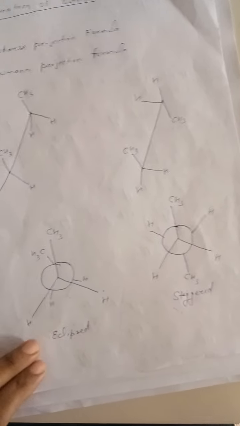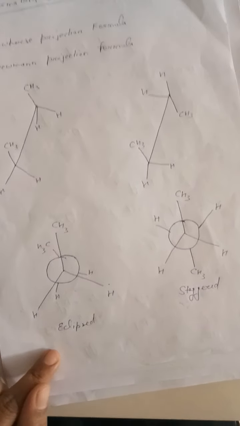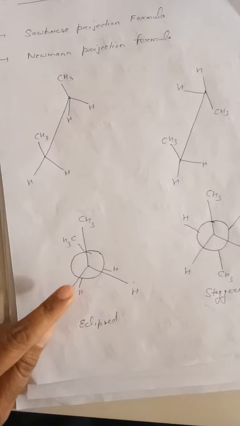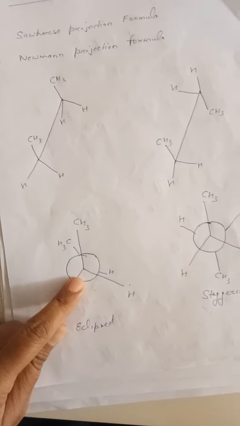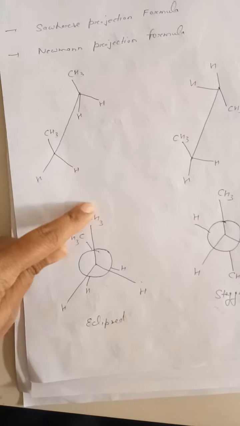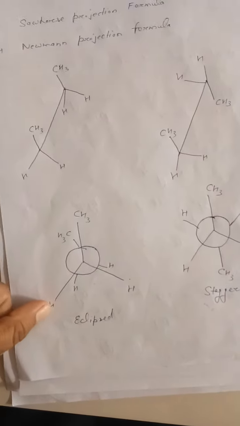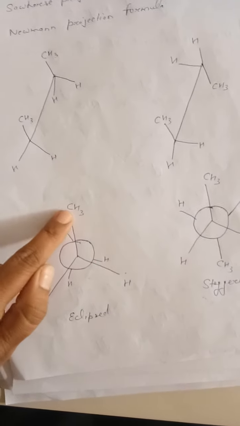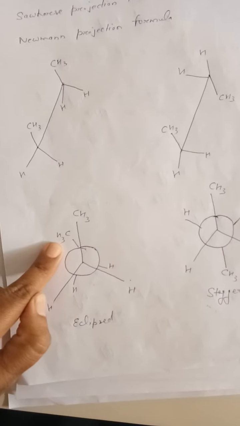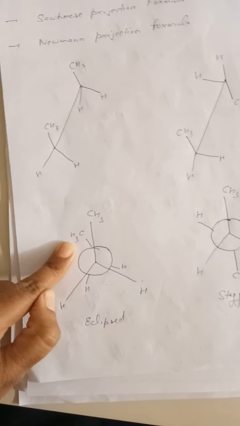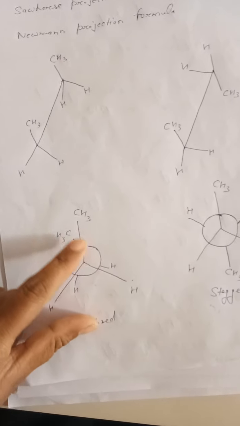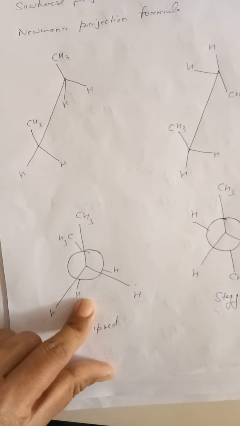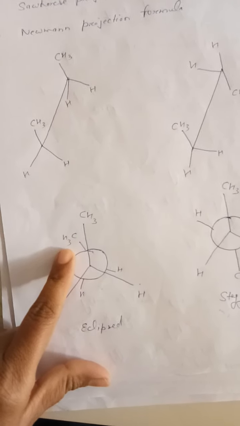Next, we will discuss the Newman projection formula for butane. In the Newman projection formula, the front carbon is denoted by a dot and the atoms attached to it are shown as given in the figure. In this case, the methyl group is exactly covering the methyl group of the back carbon, and the rear carbon is shown by a circle and the atoms are attached on the periphery of the circle.